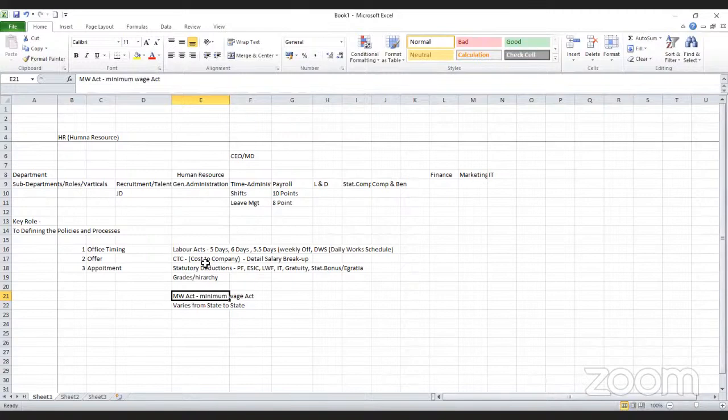So all these things, as roughly I'm putting as an example, we are supposed to keep ourselves aware of if you want to move into payroll or comp and ben, or if you want to prepare any kind of policies and processes.